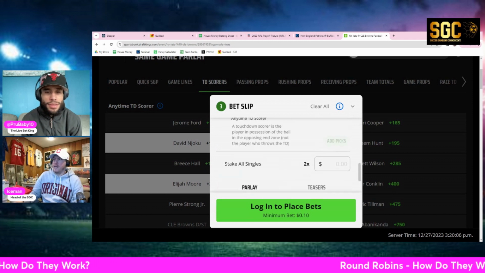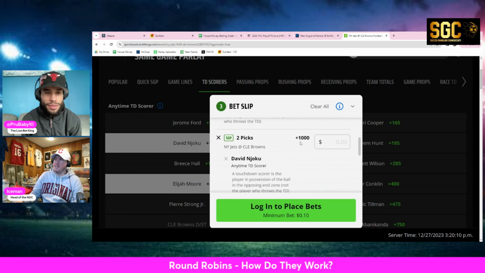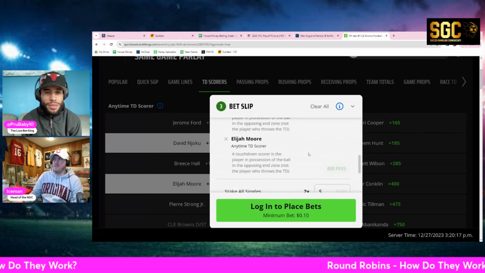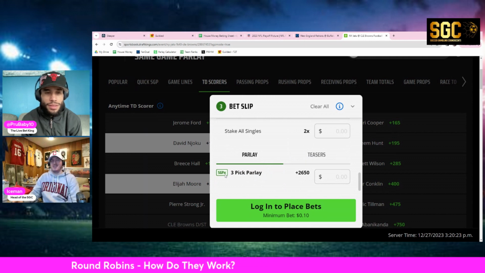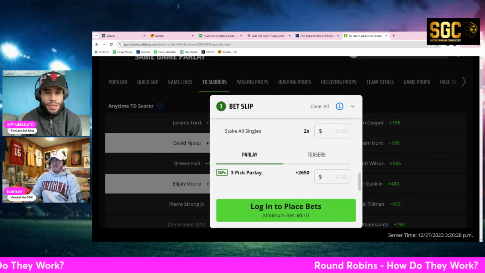And the way we see that plays out now is that it gives you these two picks as a same game parlay and says that it's plus 1,000 for both of these guys. And then you have Sam Laporta at plus 150. And therefore your three picks together as an SGPX, as it is called on DraftKings, is plus 2650.